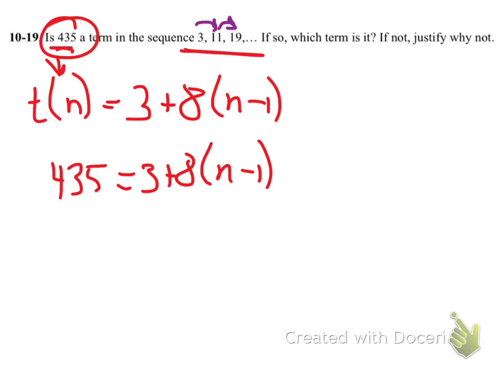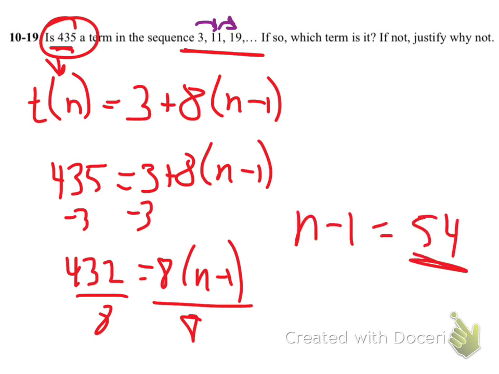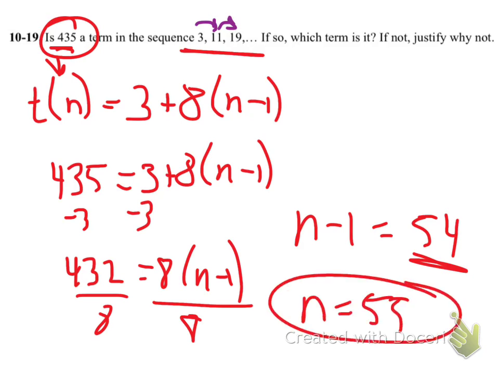So I'm going to go through and subtract the 3, divide by 8. So I get n minus 1 is going to end up equaling 54, which is now an integer. I add the 1, and n is 55. So it is, in the sequence, the 55th term.